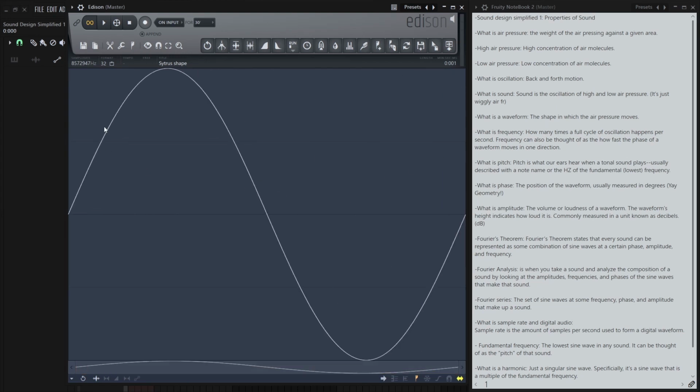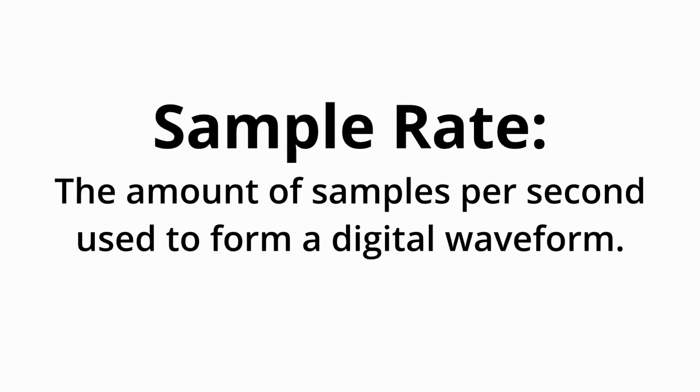When the waveform is completely formed, the computer sends that set of data to the speakers, and the speaker cones will oscillate in the shape of the waveform that was created by the samples at whatever frequency and phase the computer tells it to. The amount of samples per second used to form a digital waveform is called the sample rate.